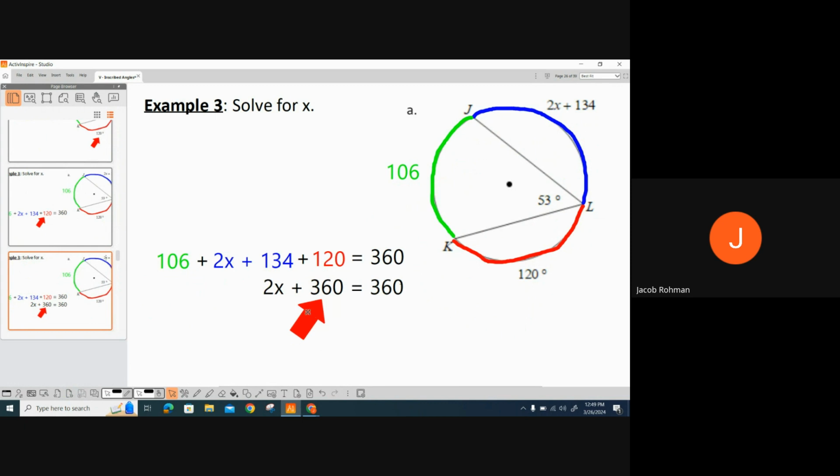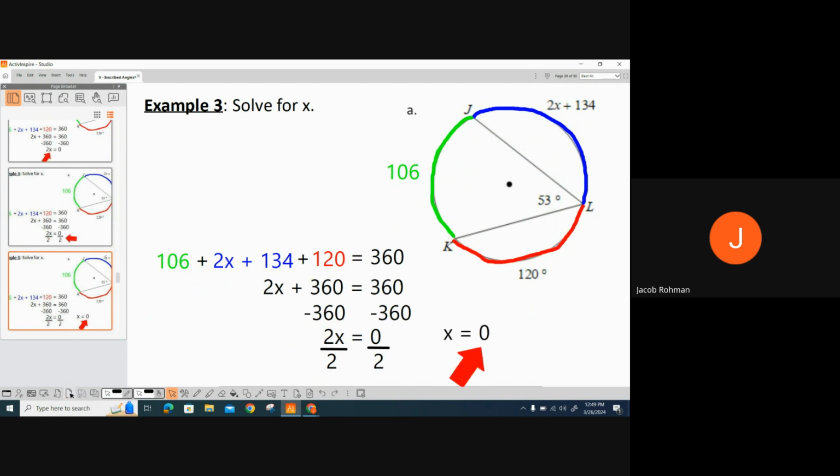Okay, so now to solve for x here, we subtract 360 from both sides, and then that leaves us with 2x equals 0. And then now we divide both sides by 2, and then that leaves us with x equal to 0. And so we solved for x in example A.